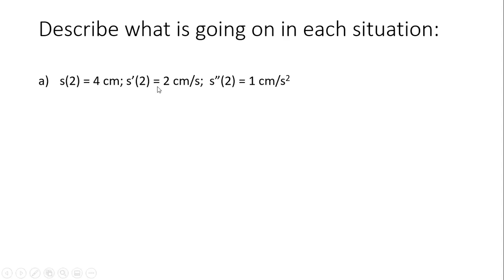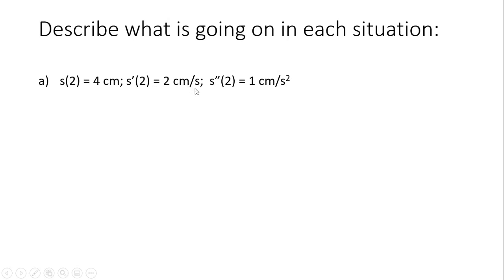Now, the first derivative of that position function, of course, is our velocity. And in this case, it's telling us that putting 2 into that velocity function, that first derivative function, means that I'm moving at a rate, or at a velocity, of 2 centimeters per second.